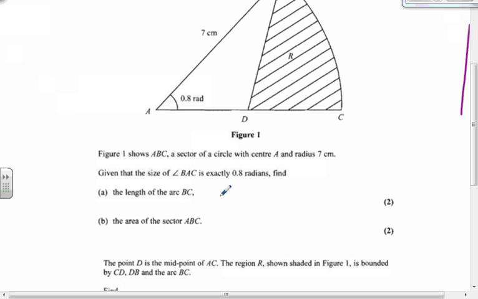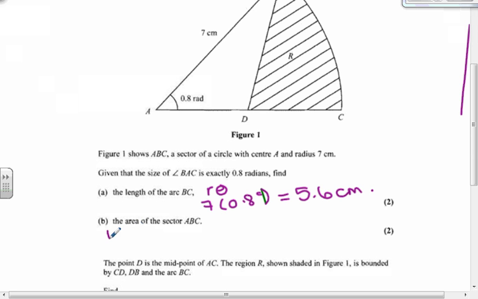So we find the length of an arc by doing r theta. R is equal to 7. Theta is equal to 0.8 radians. And if you type that into your calculator, you get 5.6 centimetres. So that's A complete.